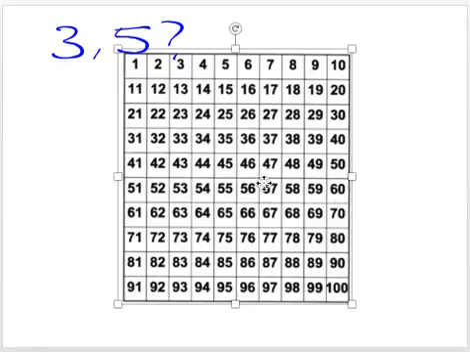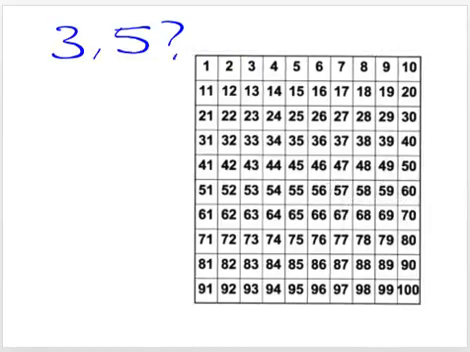All right, so let's look at this 100 chart here. Okay, so what are the common multiples of 3 and 5? So the multiples of 3 would be 3, 6, 9, 12, 15, 18. I'll do one more, 21. Just get myself going a little bit. And what are the multiples of 5? 5, 10, 15, 20, 25.